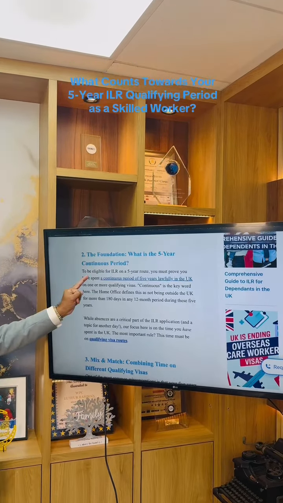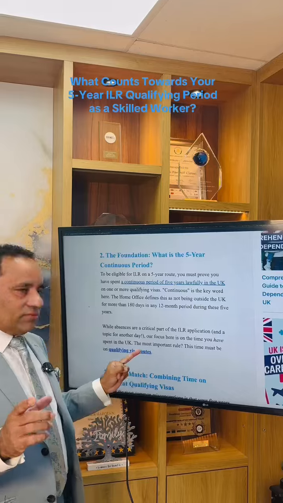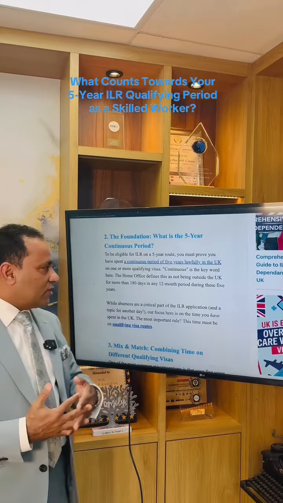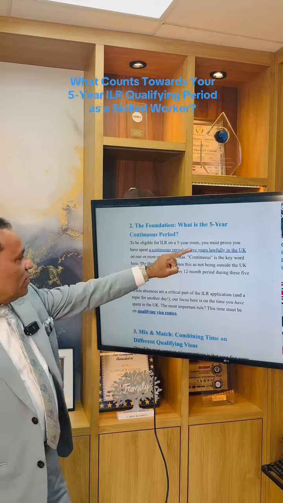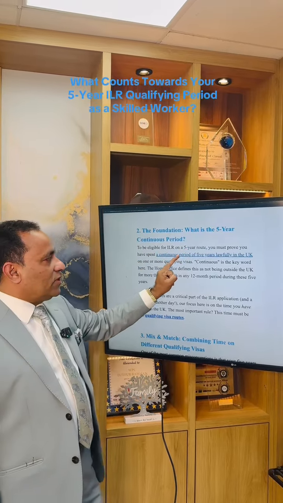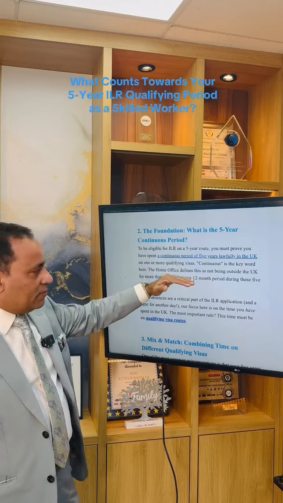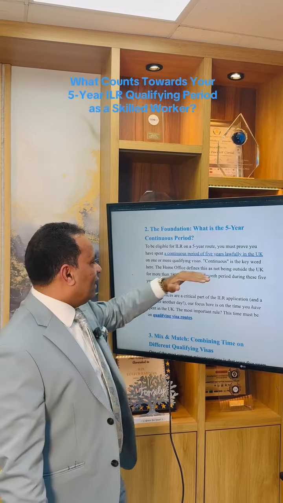To be eligible for ILR as a skilled worker, and most of them are skilled workers, that's why I'm explaining this 5 years continuous period. You must prove you have spent a continuous period of 5 years lawfully in the UK on one or more qualifying visas. Continuous is the key word here.